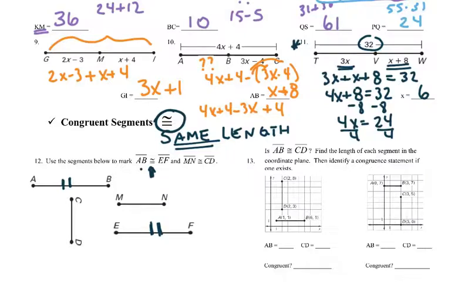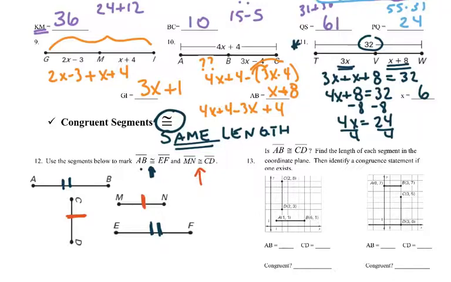I don't always have to use 2 tick marks. If I want, I can just use 1 tick mark. Like for here, to show that those are congruent, I just did 1 tick mark through CD and a matching 1 tick mark through MN. We'll do more with that in the future, but now we're just kind of starting it.